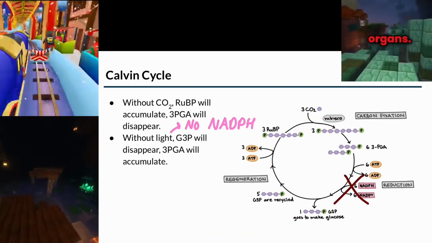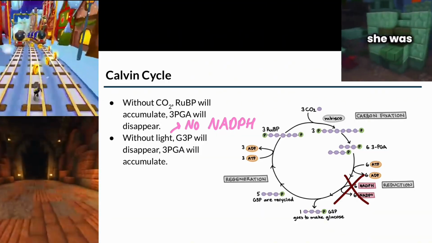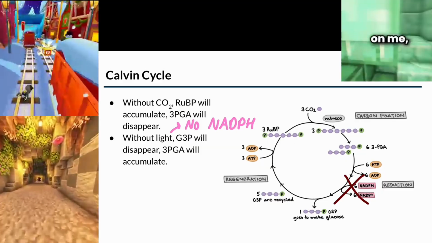So again, in terms of disruptions to the Calvin cycle, just think about where our roadblock is going to appear and how the cycle is going to run until it can no longer.